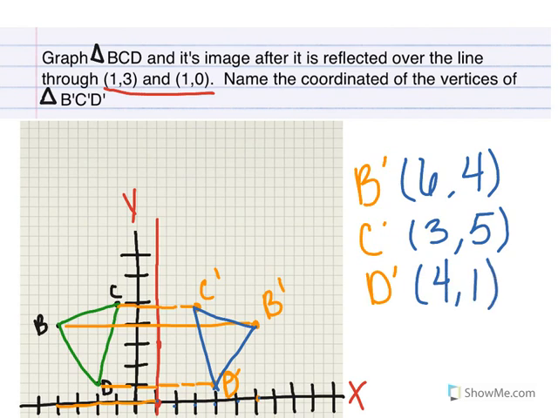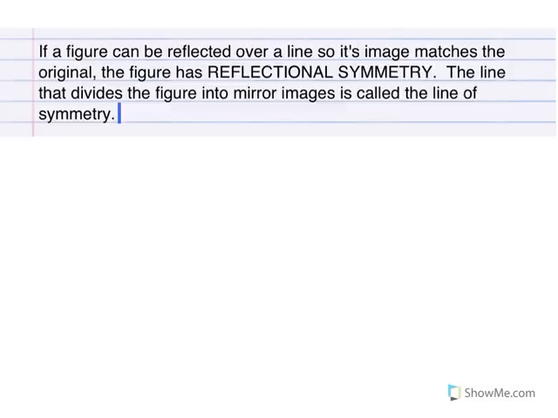We have one last topic to cover real quickly. You've done this many, many times before. Symmetry. If a figure can be reflected over a line so its image matches the original, the figure has reflectional symmetry. And the line that divides the figure into mirror images is called the line of symmetry. So, again, you've done this so many times before.